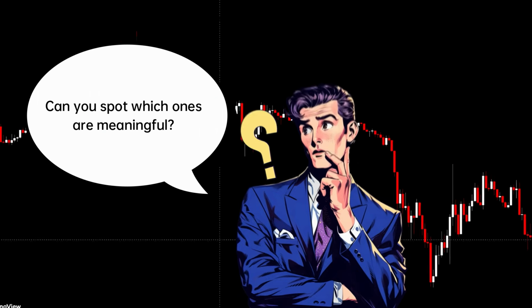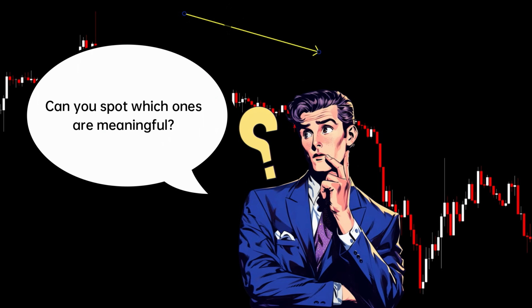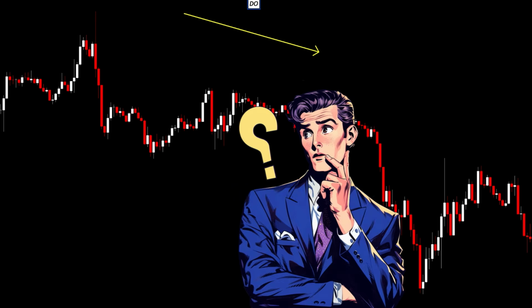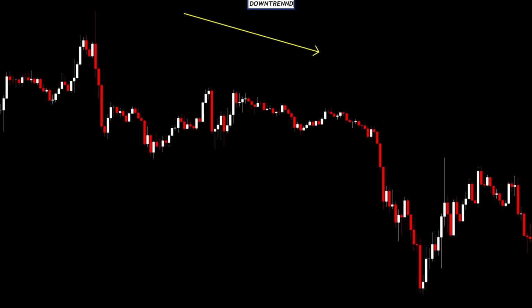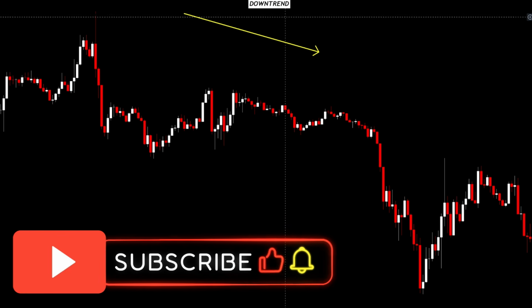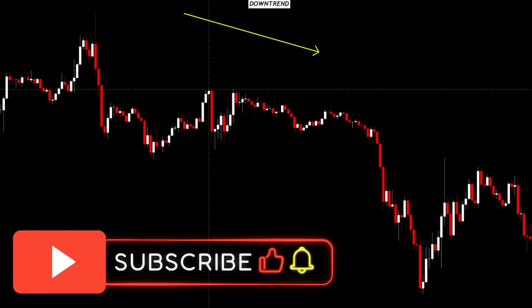Can you spot which ones are meaningful? This is exactly where most traders make mistakes. They see the same pattern but miss the details. Pause for a second and look. Which candle would you pick? Most people pick the wrong one.